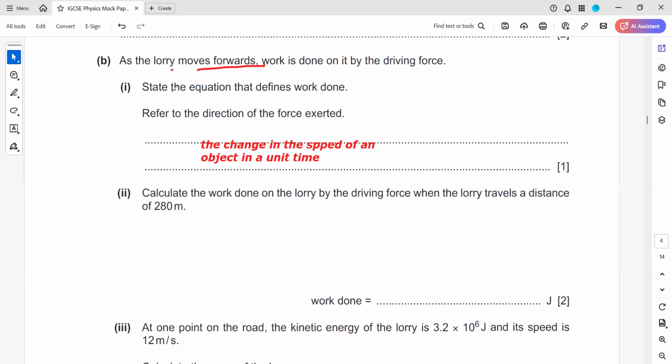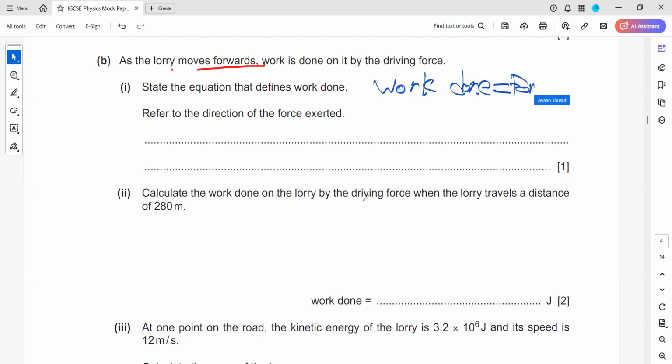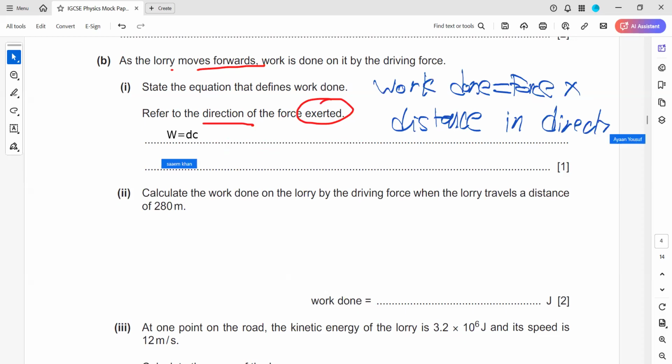As a lorry moves forward, work is done on it by a driving force. Write an equation that defines the work, and refer to the direction of the force. So work done is equal to force times distance moved in the same direction. Refer to the direction of the force exerted. So work done is the product of force and distance in the direction of the force.